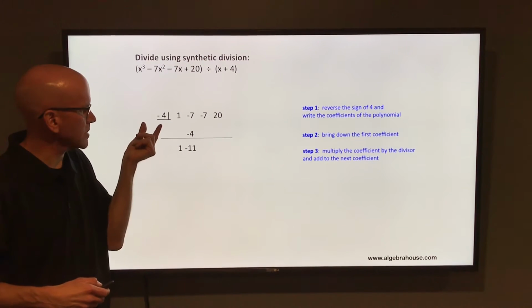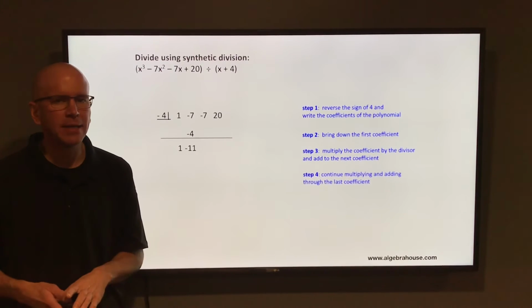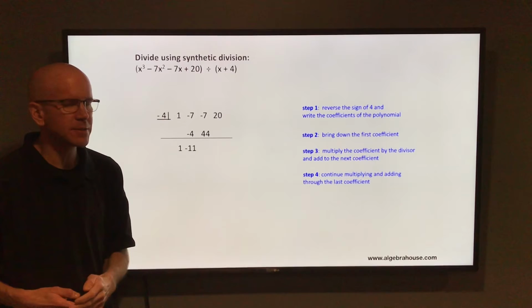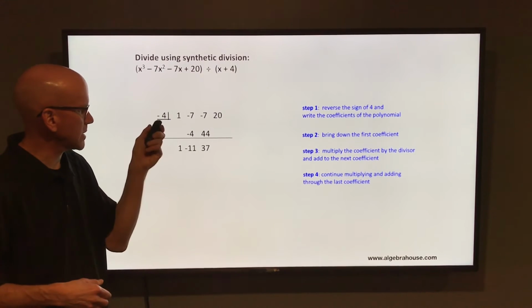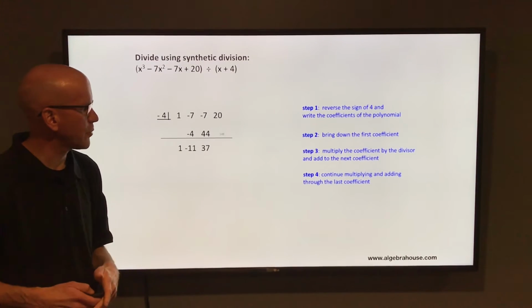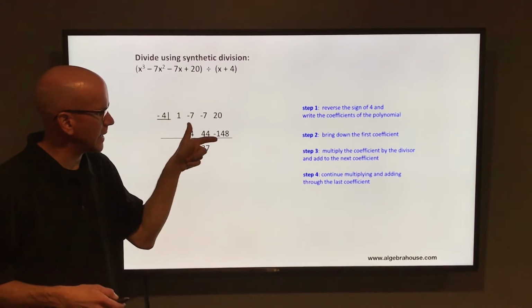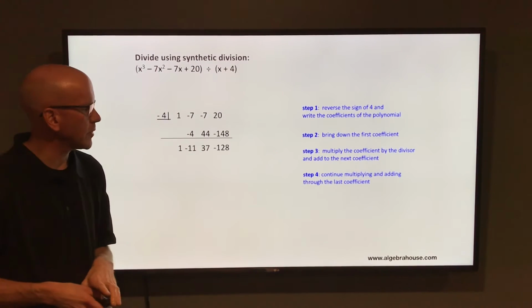Go back to the box, multiply -4 by -11, that is +44. And then add -7 and 44, that is +37. Back to the box, multiply -4 by 37, that is -148. And then add 20 and -148, that will be -128.